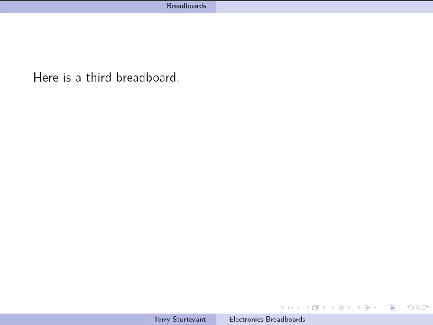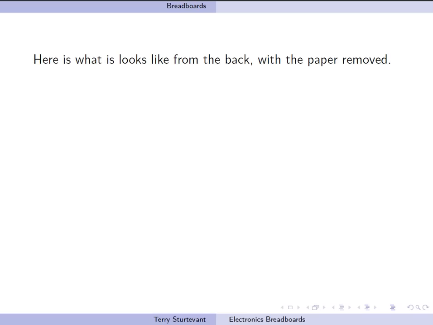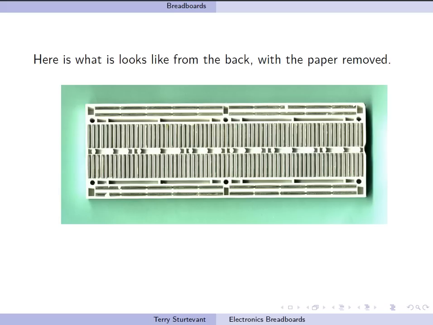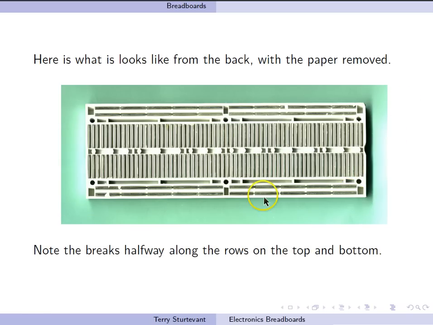Here we have yet another kind of breadboard that looks a little bit similar. It also has two, but if we look at it on the back, it looks like this. So now we see, while we have this line here, we see a break here before it continues here. Same thing here and here. There's this break here and a break here.